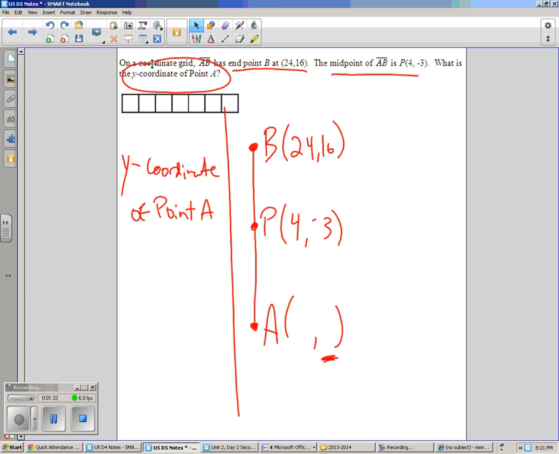Since we're just looking for the y-coordinate of point A, we can focus on the y-coordinate of the first endpoint and the y-coordinate of the midpoint in order to find the y-coordinate of the second endpoint. Think about what it takes to get from the y-coordinate of my first endpoint to the y-coordinate of my midpoint. To get from 16 to -3, I'm getting less. By how much, though? That's what you need to think. What do I take away from 16 to get -3?